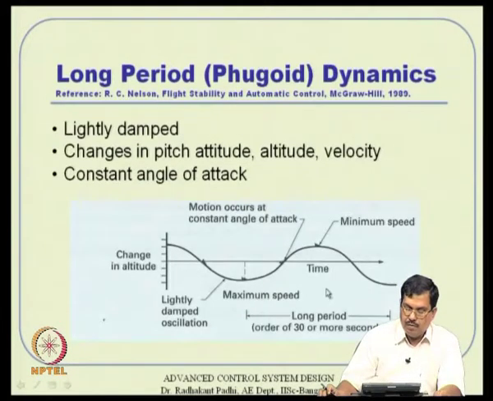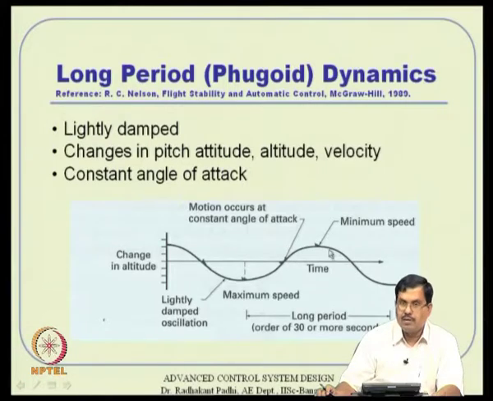Then the long period is actually a reverse way of doing that. Looking at it, it is not a short period oscillation; essentially the entire vehicle goes up and down in a relatively longer time. Essentially there is an exchange of kinetic energy and potential energy. The entire vehicle goes up, then slowly comes down, then again goes up, then comes down like that. In that process it changes the pitch attitude, altitude and velocity, and all this happens with some sort of constant angle of attack. Angle of attack does not change.